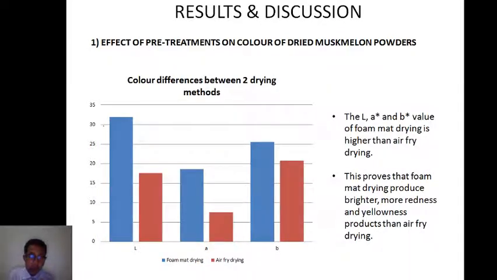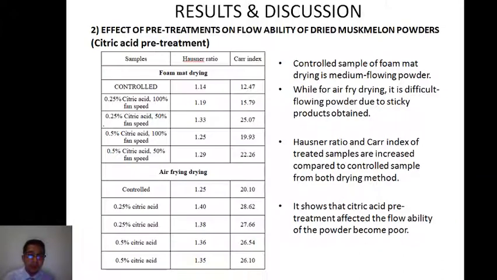This graph shows the color difference between two drying methods, foam drying and air fry drying. The A and B values of foam drying are higher than air fry drying. This proves that foam drying produces brighter products with more redness and yellowness than air fry drying.